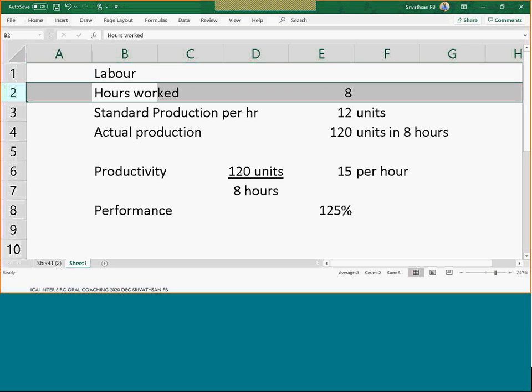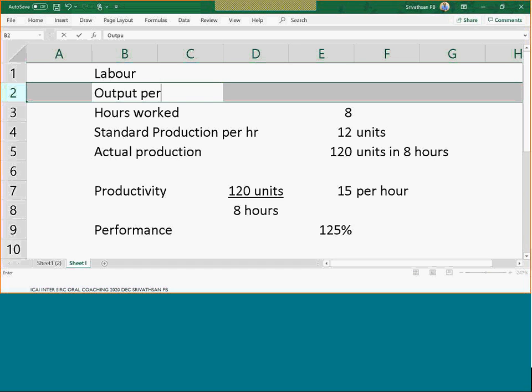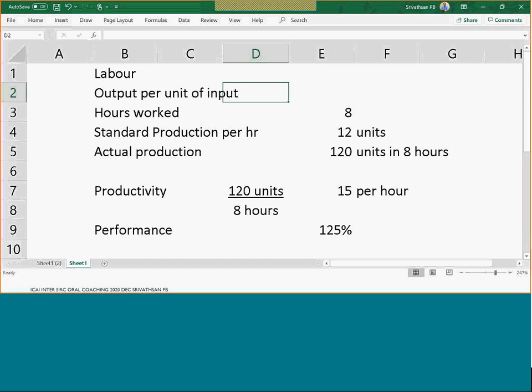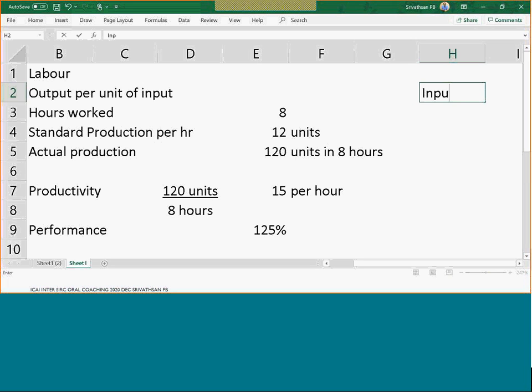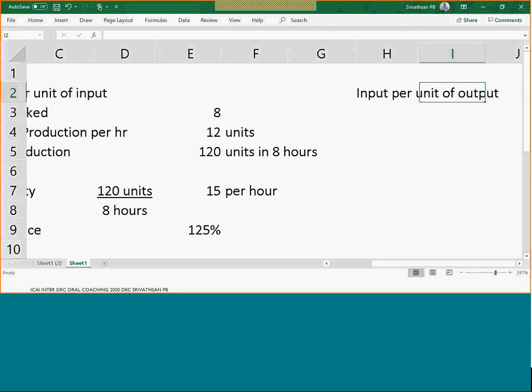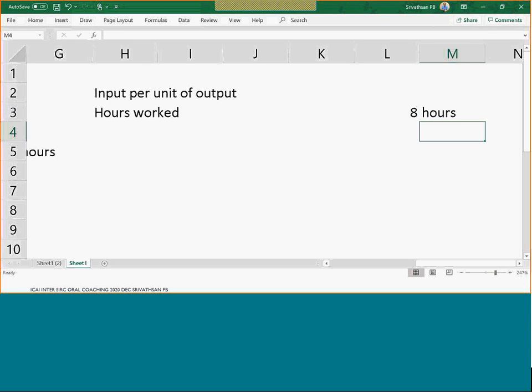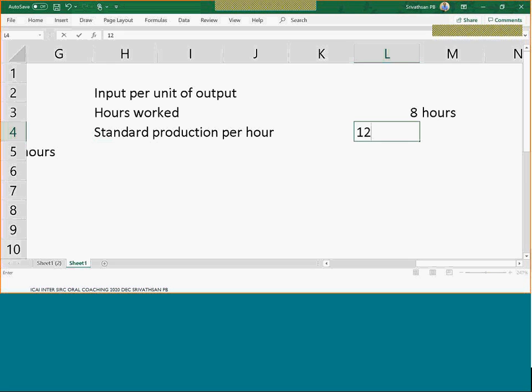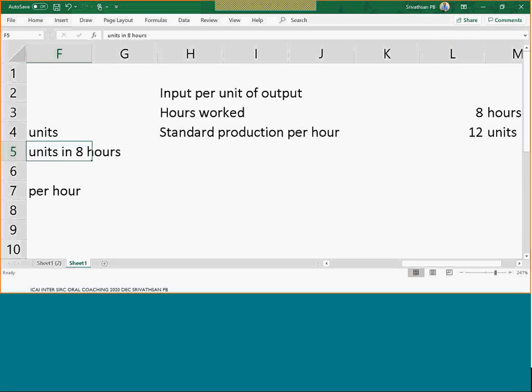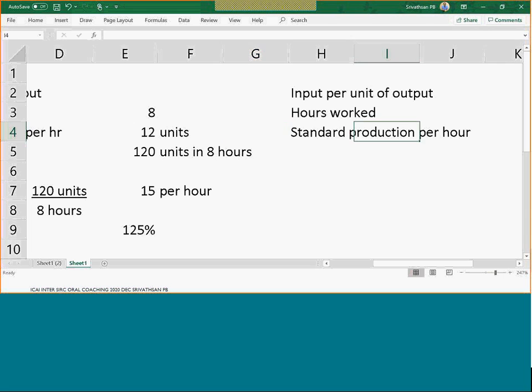So this is labor input. Input, let's see how it works. Again, 8 hours. 12.